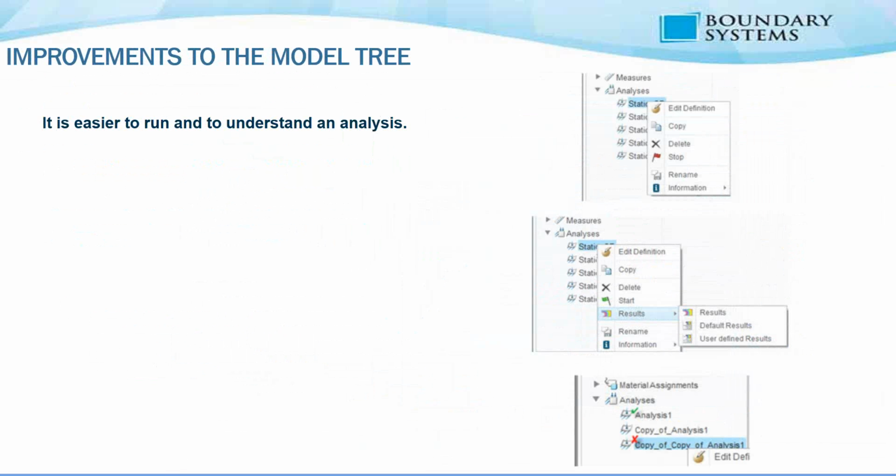Okay, also with the model tree, you can select an analysis and right-click to run, stop, or display the results, as we see there. You can create a new analysis by right-clicking the analysis node. Also, icons representing the status of the analysis are updated automatically. This makes it easier to create, run, and review your analysis.